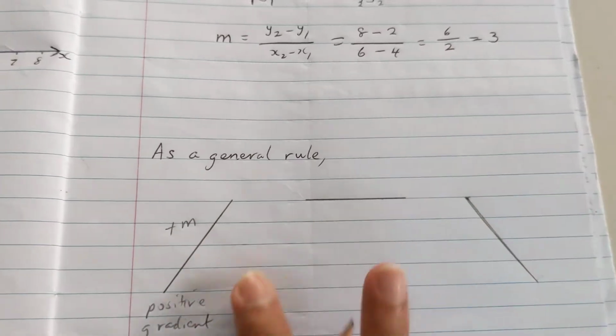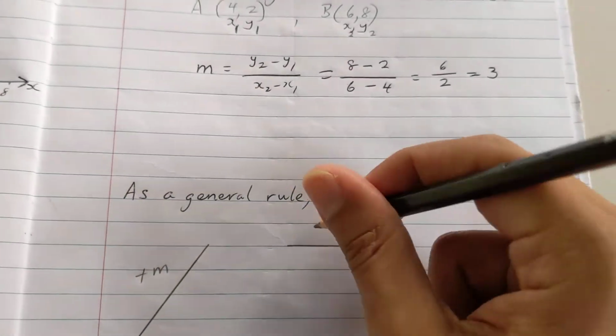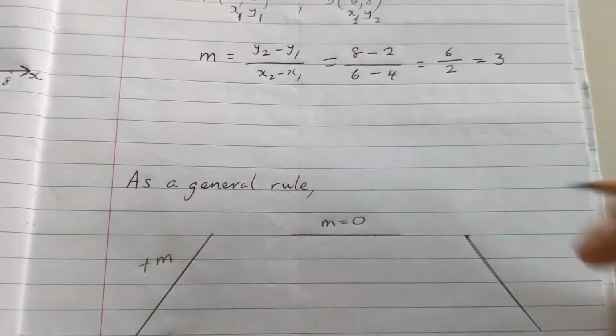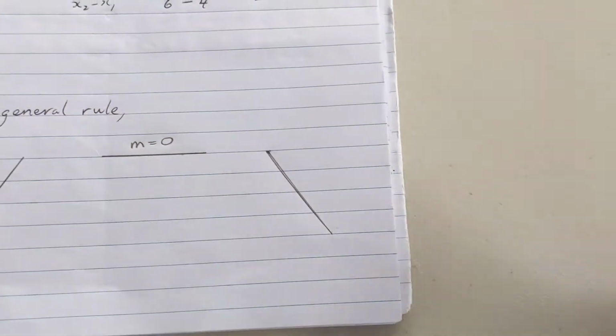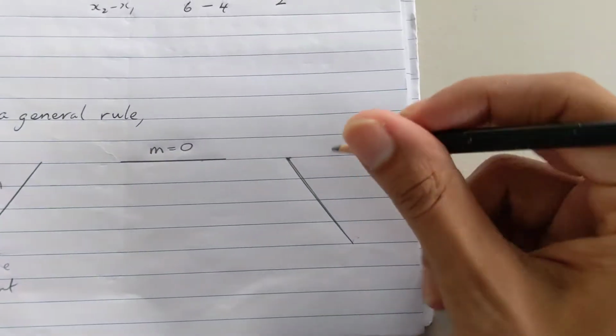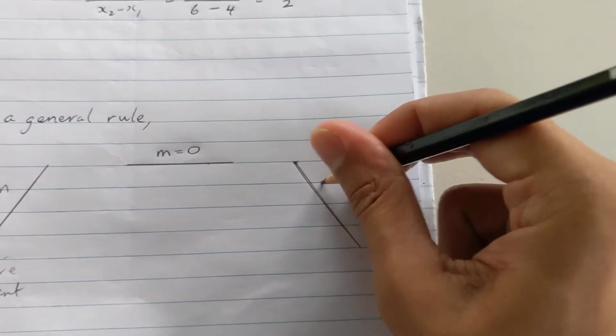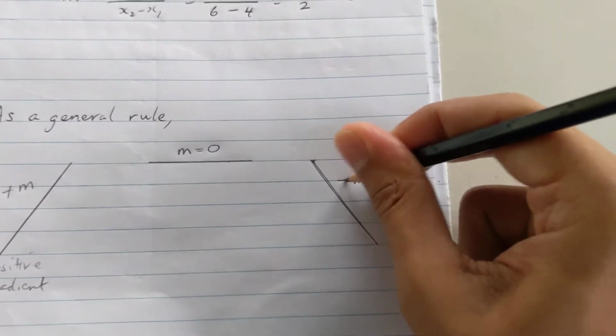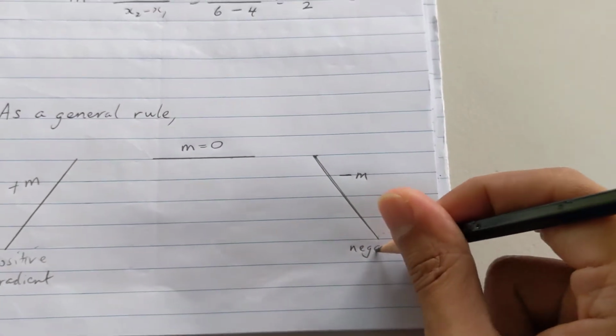If the line is flat, it has no steepness, and if it has no steepness, that means the gradient is going to be 0. And if we're going downhill, we still have a steepness, but because we're going downhill from left to right, we'll have a negative value for the gradient.